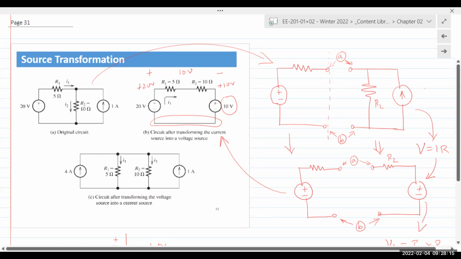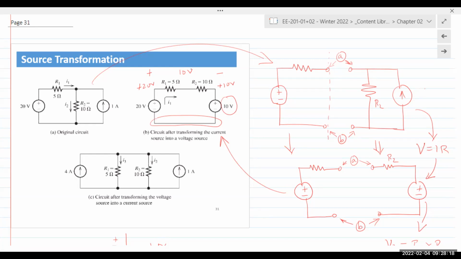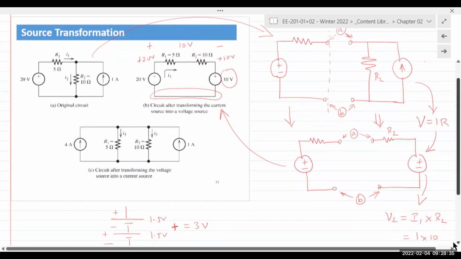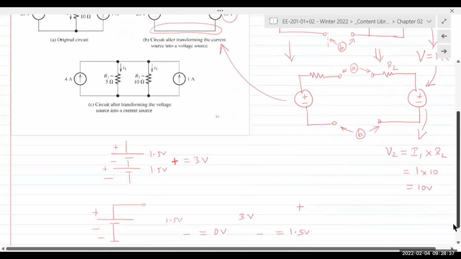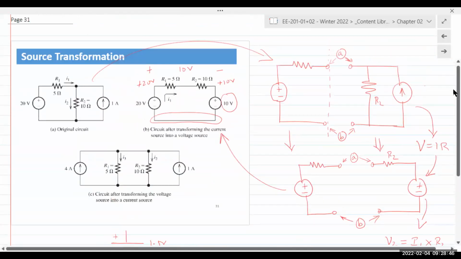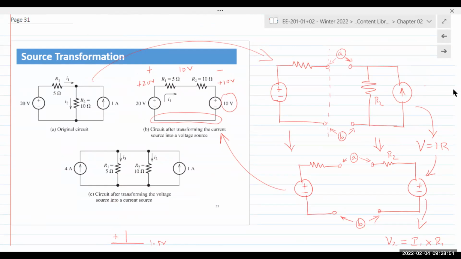Think on it for 10 seconds. Let me know if you have questions. All you're doing is taking the difference of the two voltages. Does that make sense? Any questions? Any questions at all? Okay.